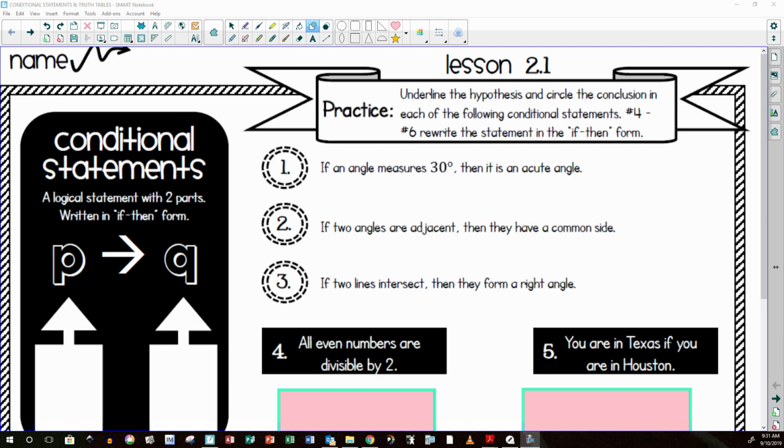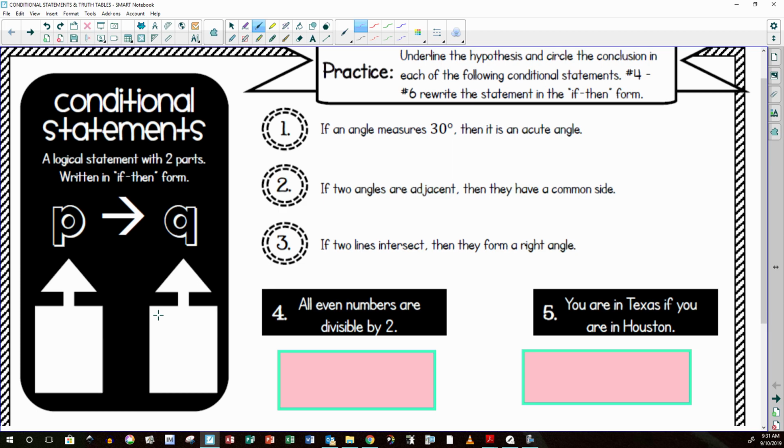All right, so we're starting out with conditional statements. A conditional statement is a logical statement with two parts. It's written in the form if then, and then it's noted by P arrow Q. So basically what you have is it's going to say if something, then something, kind of like cause and effect. So if P, then Q.